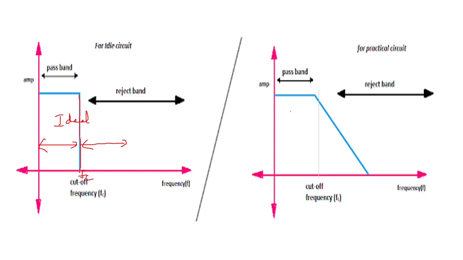Similarly, if you see a practical response, then there is a falling of the gain over here, and this fall off you can take till -3 decibels here, and you can mark the cutoff frequency. So all the frequencies below that cutoff frequency will be passed. This is pass band, and all the frequencies above the cutoff frequency will be stopped. So this is stop band. Okay, so the first graph is ideal graph, and the second graph is a practical graph.